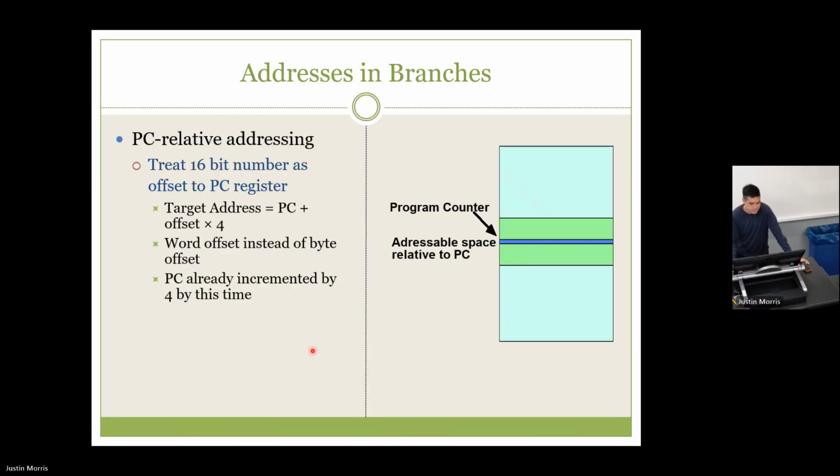But for the PC, we are using relative addressing because most branches are local. So we're going to treat the 16-bit number as an offset to the PC register. The target address becomes PC, which is our current instruction pointing towards the branch, plus the offset. But one thing to keep in mind is that by the time we add the offset, PC is also incremented by 4. So it points to the instruction just after the branch, and then we add the offset.